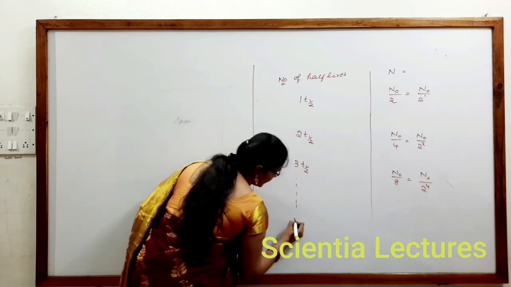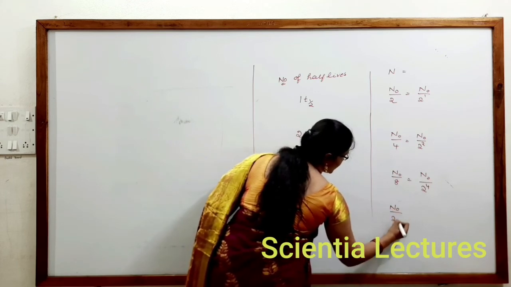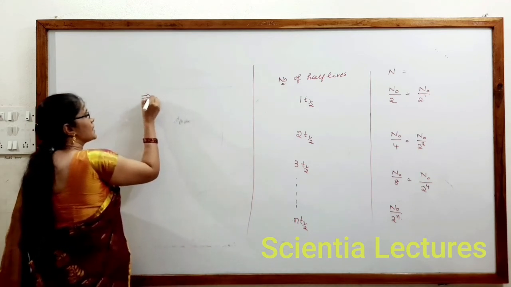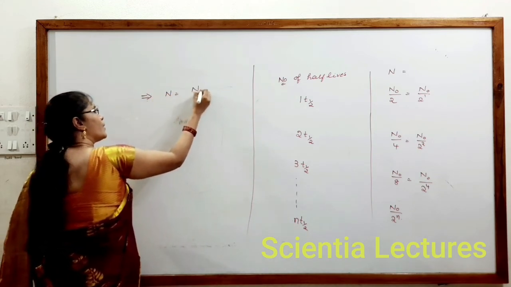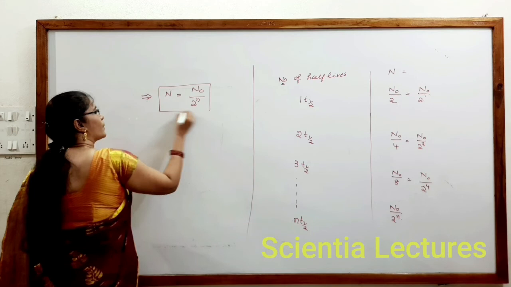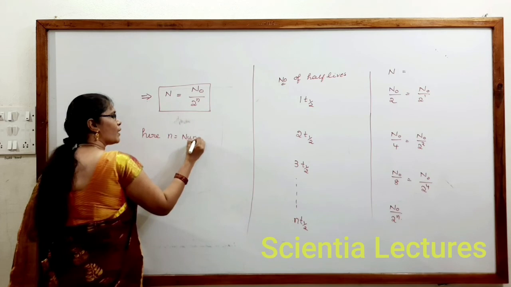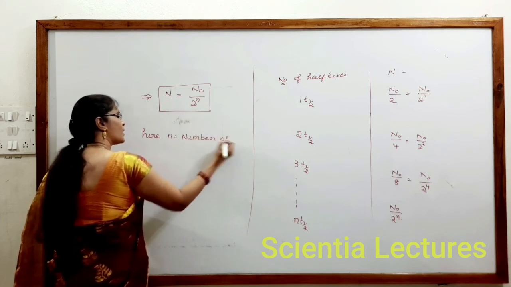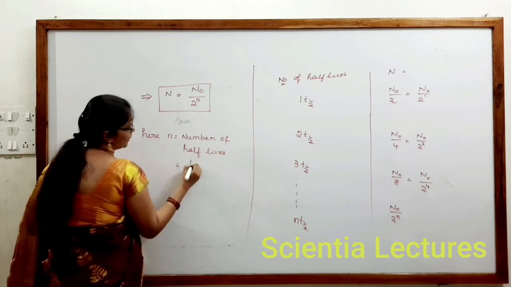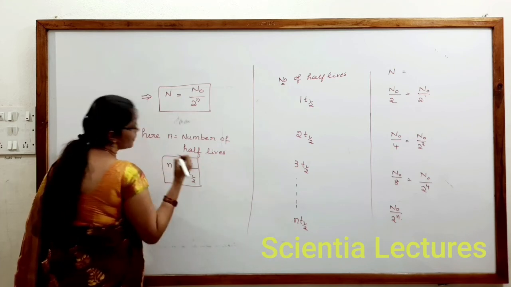Similarly, if we take the nth T half time, what would be the remaining amount? N naught by 2 power n in the similar way. So we can say that N must be equal to N naught by 2 power n. Here small n must be equal to the number of half-lives. How to calculate small n? This is equal to how many half-lives there were in the given time.